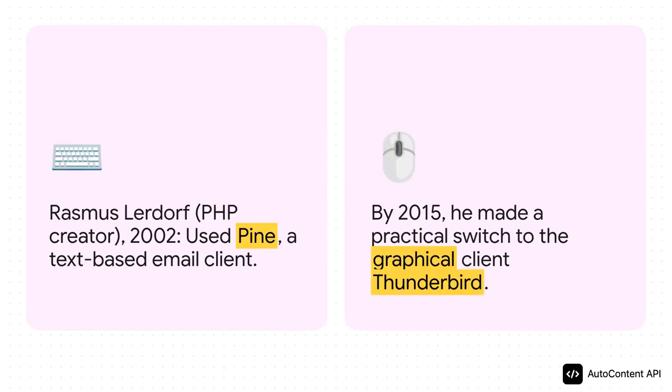And we see the exact same thing with Rasmus Lerdorf, the guy who made PHP. In 2002, he was all about Pine, a classic text-based email client. By 2015, he'd moved over to the graphical client Thunderbird. It's a practical choice. It's not about some big ideology.